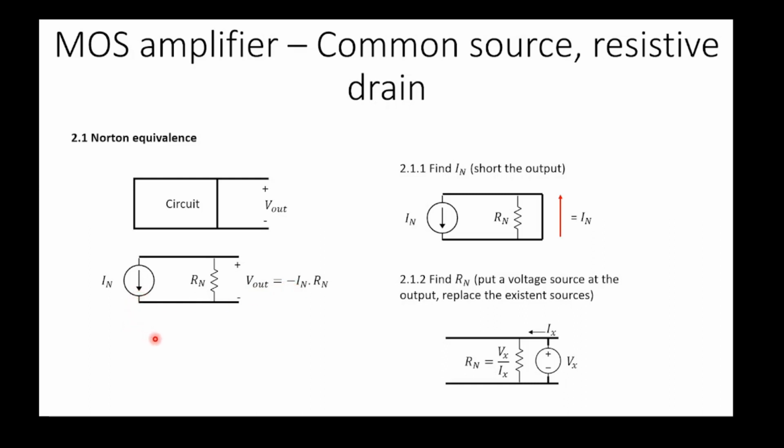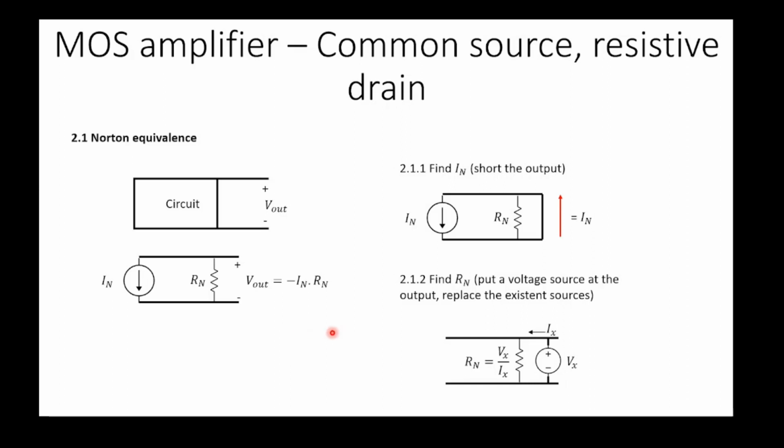One more note is that the direction of the Norton current doesn't need to follow such a direction. You can put it in the opposite direction. I put it in this direction in order to get this formula. If you put it in the other direction, the formula will be different, of course, but I will use this direction because it's related to our MOS analysis later on.